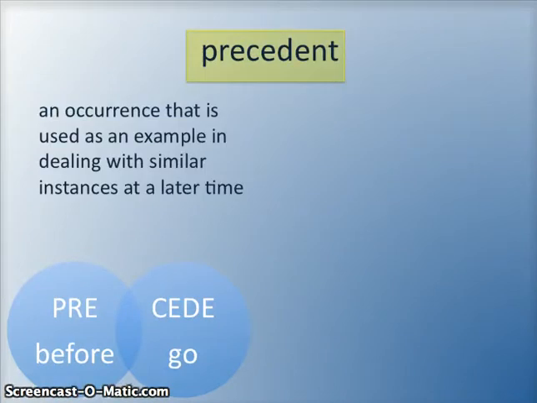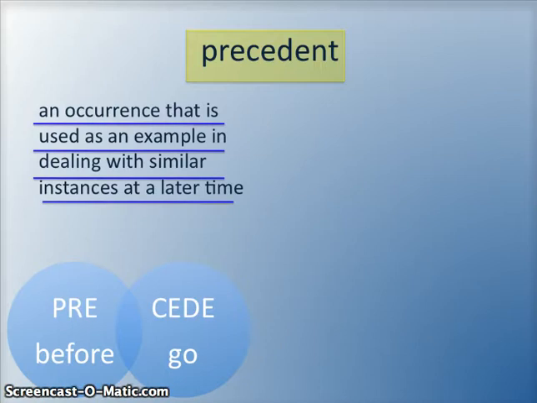Precedent is our next word. A precedent, and note that this is a noun, is an occurrence that is used as an example in dealing with similar instances at a later time. Go ahead and underline that. It comes from those same roots, pre meaning before and cede meaning go, so something that goes before. The Supreme Court ruling set a precedent for fair hiring practices.